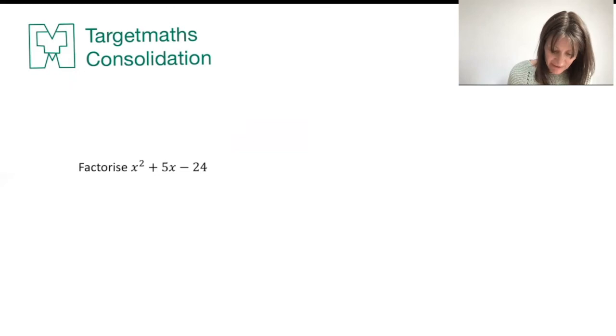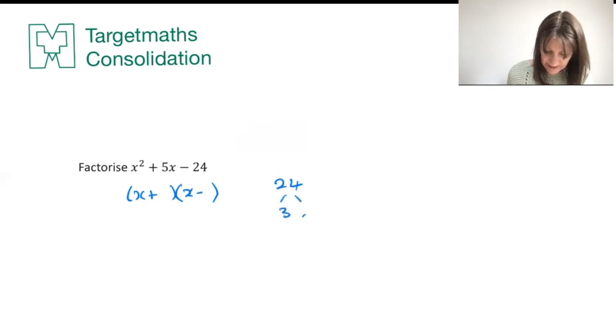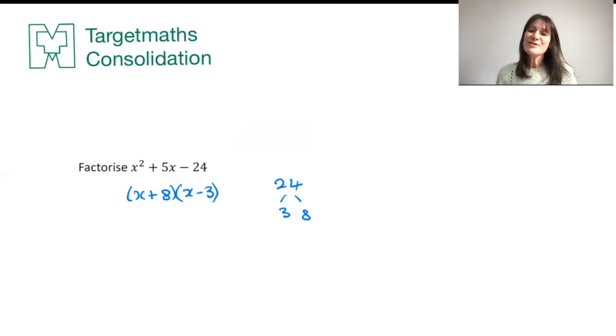Okay, we're just factorizing here. So drop my X, it's positive and negative numbers multiplying to make 24, which is 3 and 8. I want to make positive 5, so 8 must go there and 3 must go there. So we finished off on hopefully a fairly straightforward one.